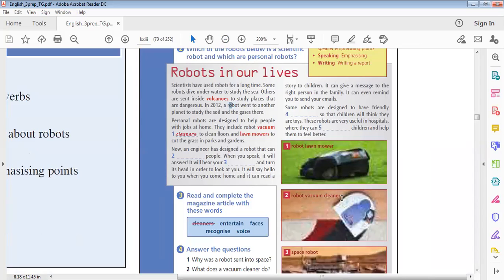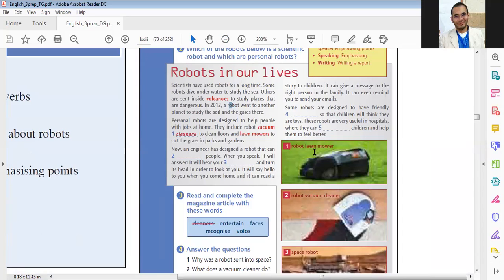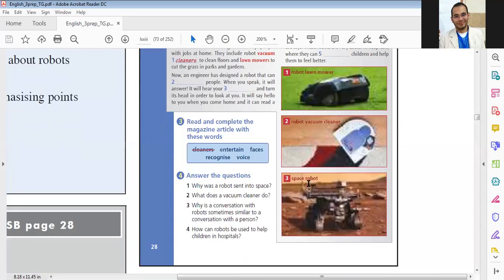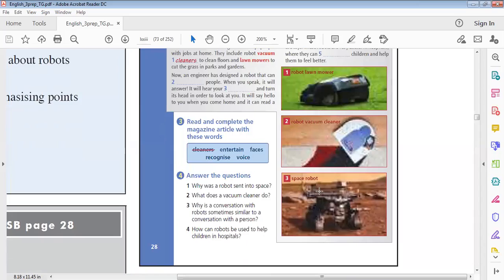You know that the vacuum cleaner is a machine that we can use in order to clean the floor. And robot lawn mower, these are inventions, of course. Lawn mower is a machine that we can use to cut grass. And another one, which is space robot.